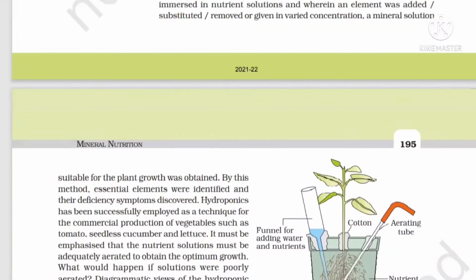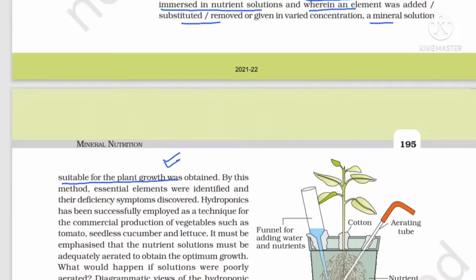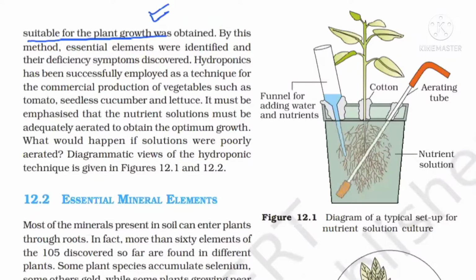So after a series of experiments in which roots of the plants are immersed in a nutrient solution, where elements are added or removed, mineral solutions suitable for plant growth were obtained. As a result, we can say that by this method of hydroponics, essential elements were identified. So hydroponics helps us to identify the essential elements.